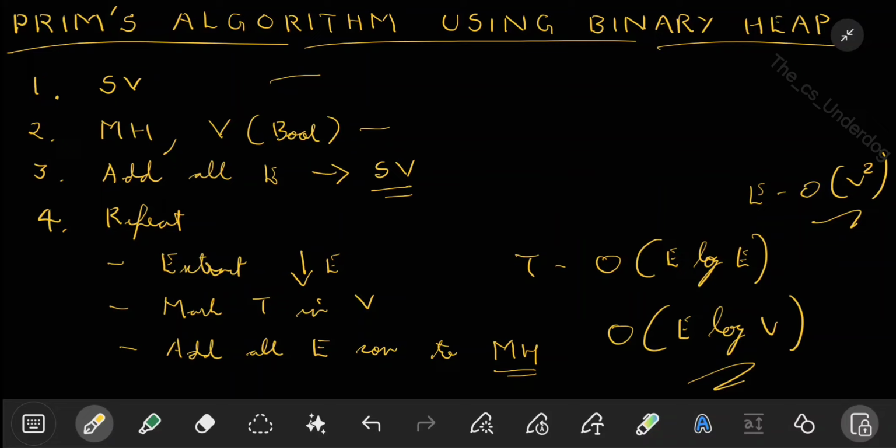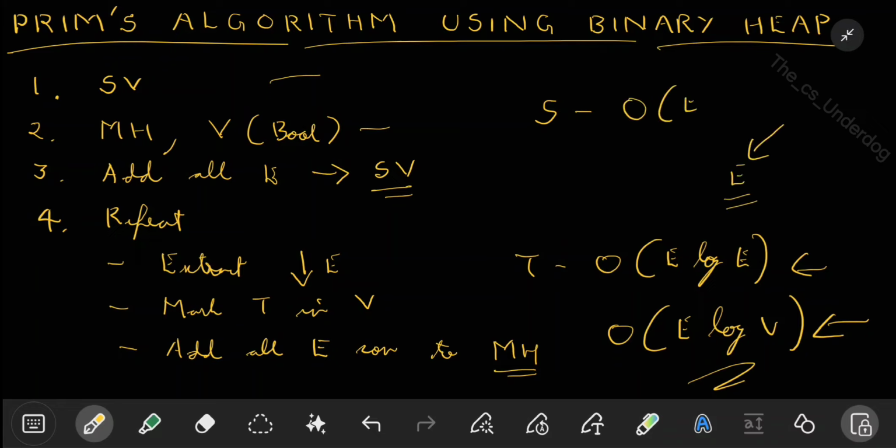Okay. So you can either write E log E or E log V, both are right. So the next thing is, what is the space complexity? What are the space consuming operations here? One is for the min heap. In the min heap, in the worst case, you may have all the edges in the min heap, which will take order of E space.